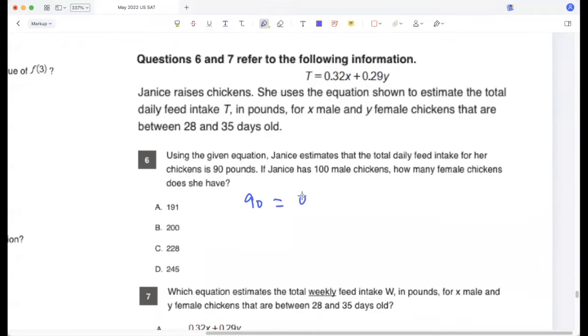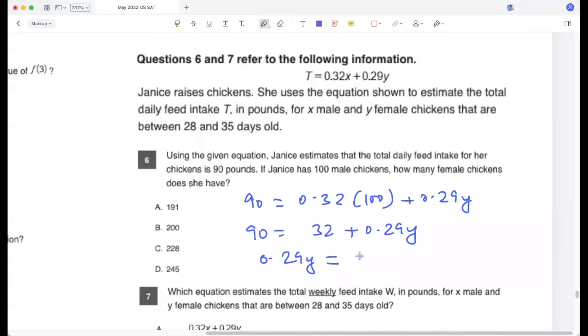So 90 is 0.32 times 100 plus 0.29y. So 90 is 32 plus 0.29y. So 0.29y is 58. So y is 58 by 0.29, which is 200. So B.